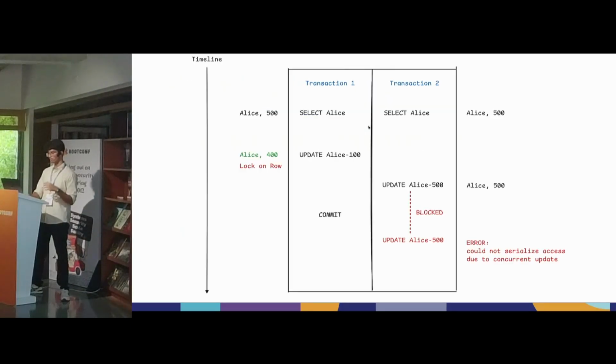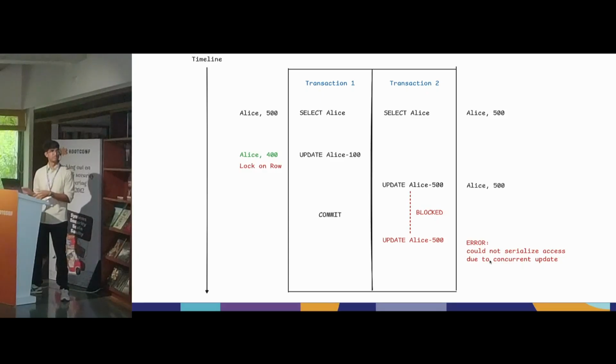And this is what will actually happen in reality. If you apply one of these higher levels of isolation in your transactions, what would happen is when transaction 1 updates Alice and deducts 100, and Alice is left with 400, transaction 2 will wait for the commit on transaction 1 for the lock to be released. And once the lock is released, transaction 2 can go ahead and run its update statement. But if you observe, this will actually result in an error, and the error statement will say could not serialize access due to concurrent update.